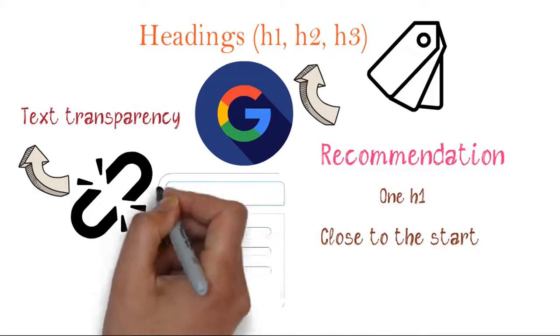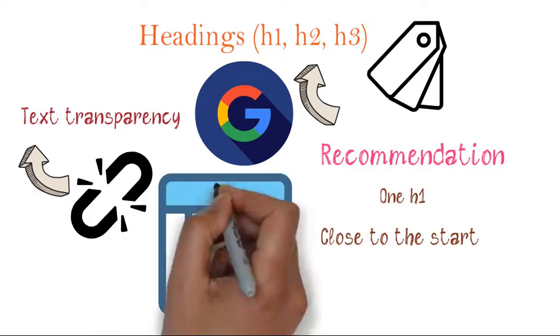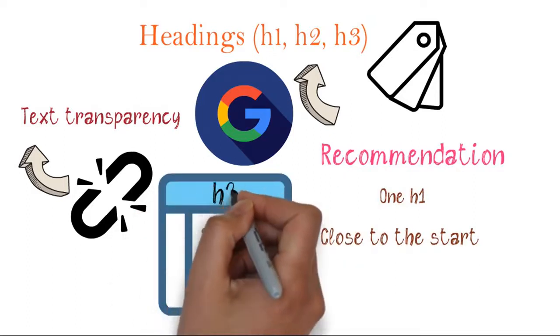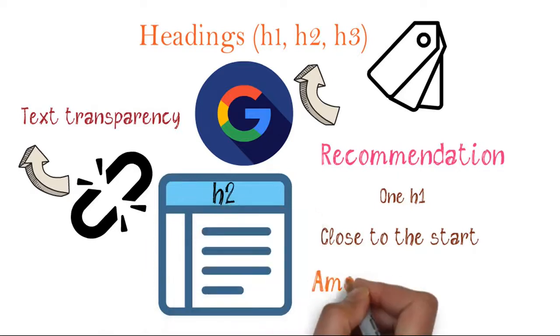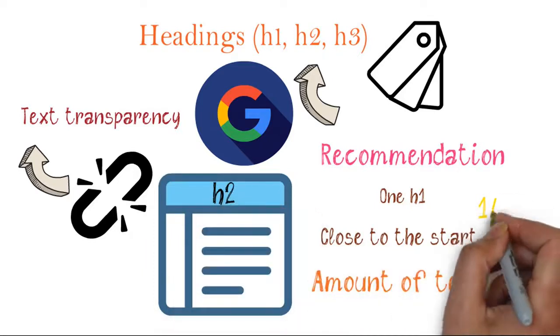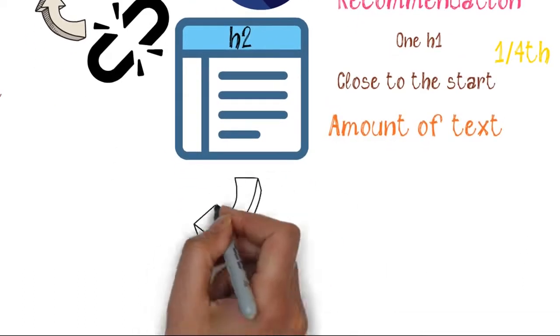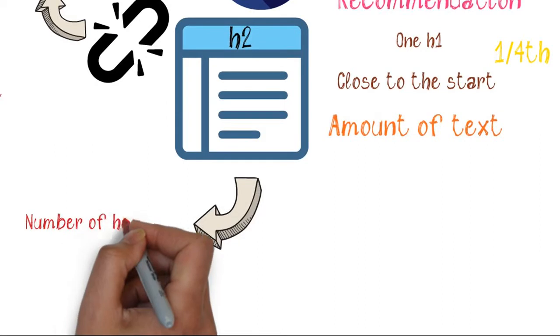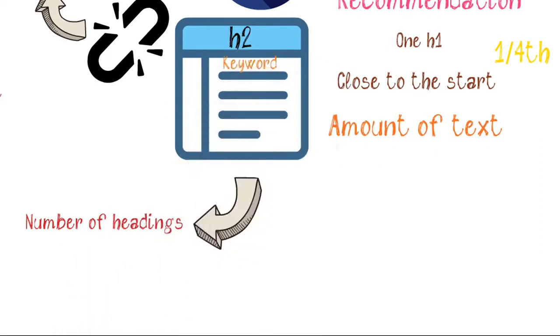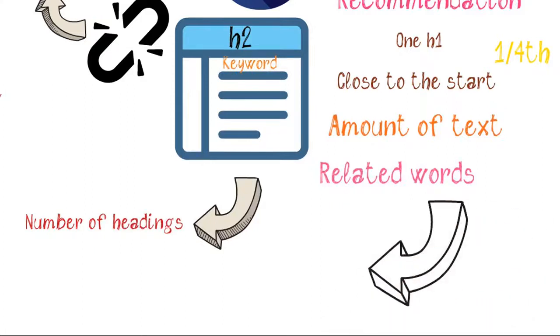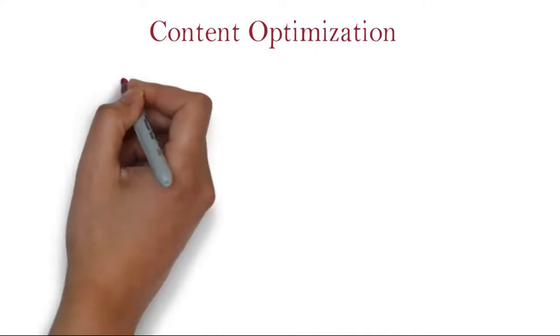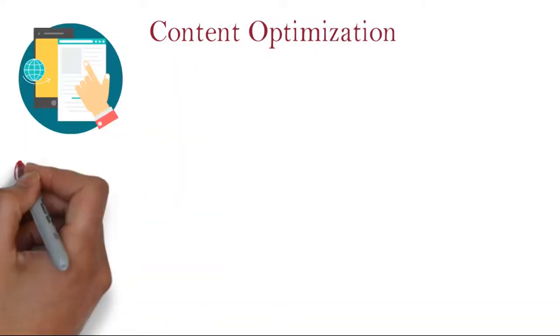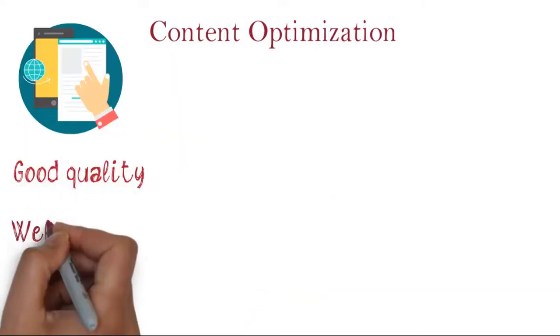The recommendation is that it should have only one H1 and that it should contain the keyword as close to the start as possible. In addition to this, the subheadings, which we refer to as H2, are extremely important. Depending on the amount of text, it is advisable to have 1 to 4 subheadings. It is recommended that an H2, depending on the number of headings, contains a keyword, while it is advisable to include some related words in additional subheadings.